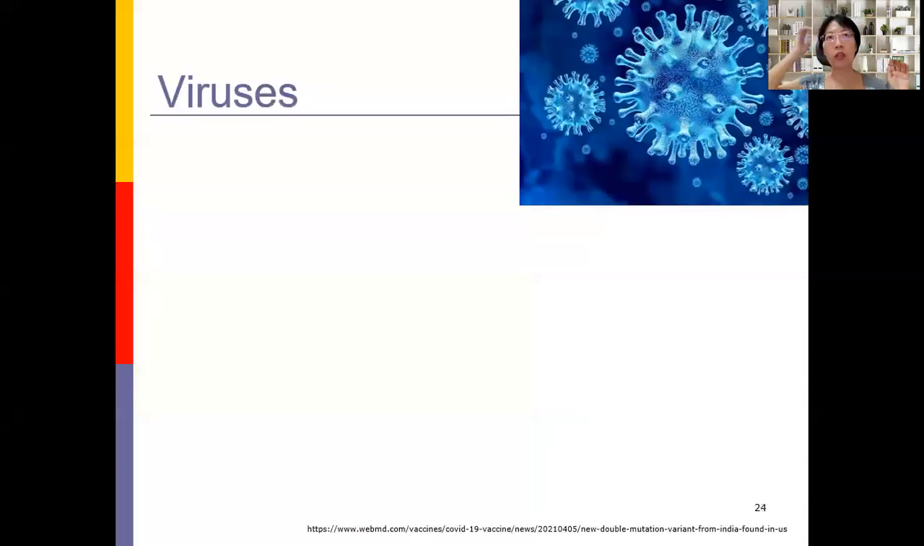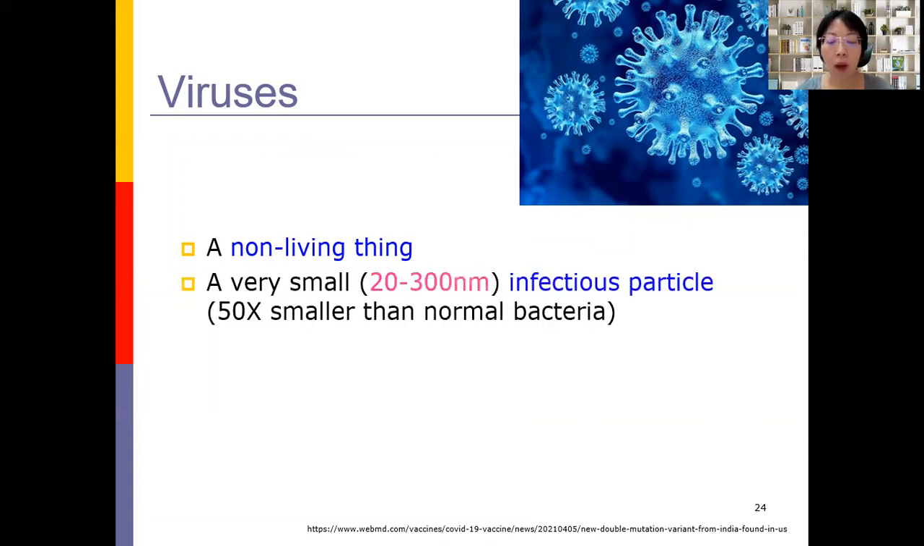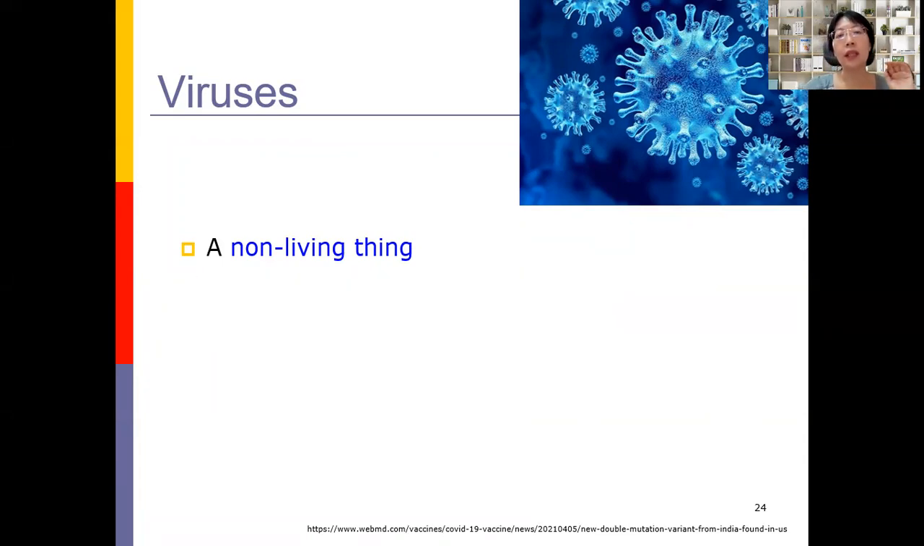So now we look at the structure of virus, right? Virus. So virus is considered as a non-living thing. So that means virus is not considered as an organism. It's a non-living thing. Okay. Why is it not an organism? Because it does not fulfill all the characteristics or the features that a living organism has. Okay. So therefore, it's considered as a non-living thing.